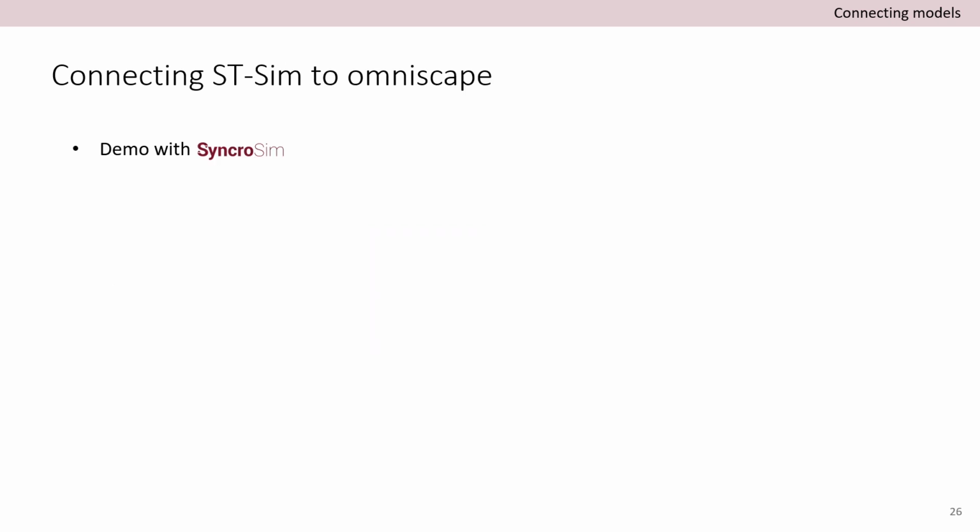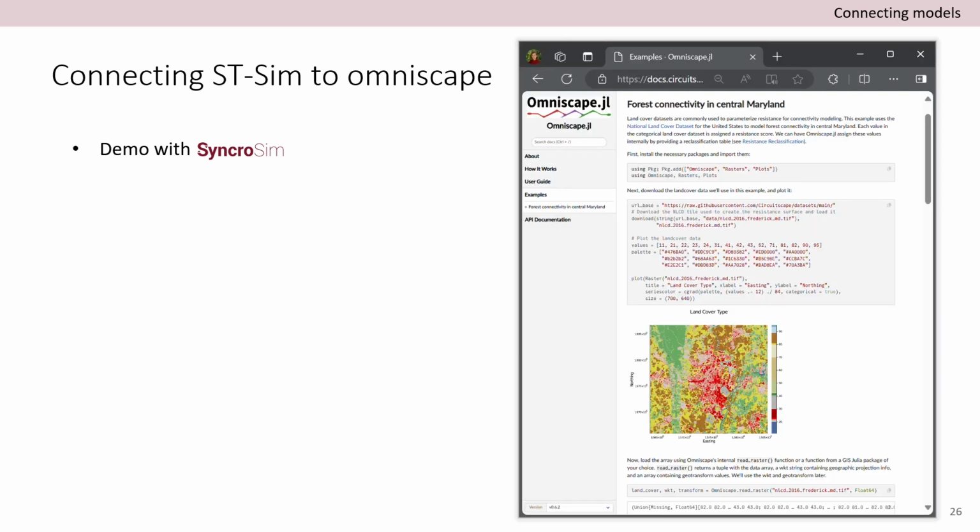So before I switch back to SyncroSim, I just want to highlight a few details of this example. The example is based off of the example that Omniscape Julia provides, and we wrapped Omniscape within SyncroSim, but it's calling this executable, or the package in Julia.